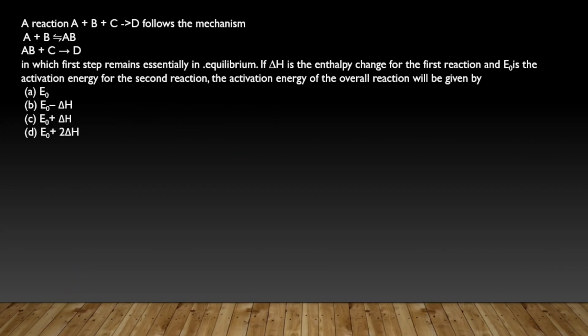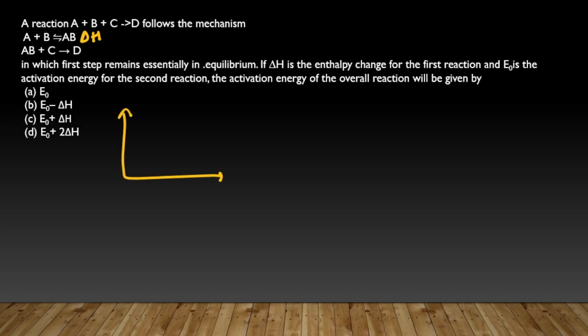Now moving on to the next one, this question. It says a reaction A plus B plus C giving you B follows the mechanism: A plus B is in equilibrium with AB, and AB plus C gives you the product D, in which the first step remains essentially in equilibrium. If delta H is the enthalpy change for the first reaction, and E naught is the activation energy for the second reaction, what is the activation energy of the overall reaction? So how is this reaction basically proceeding?